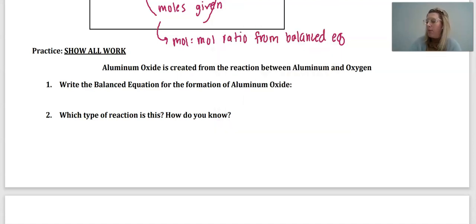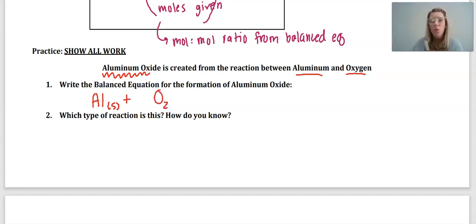Okay, so here we have a word problem. Aluminum oxide is created from the reaction between aluminum and oxygen. Write the balanced equation for the formation of aluminum oxide. So aluminum is a metal, and so it exists on its own as a singular Al in a balanced equation. However, oxygen is diatomic, and so we do have to account for that in our balanced equation. And we're going to create aluminum oxide, which if you think about it, again, we have to crisscross.